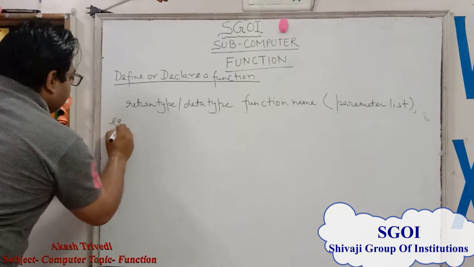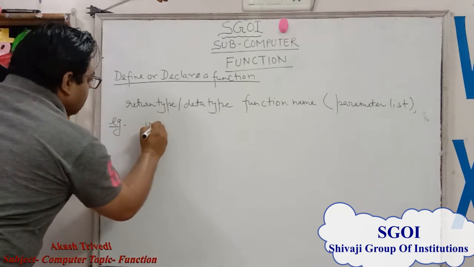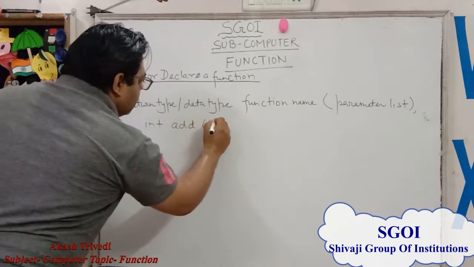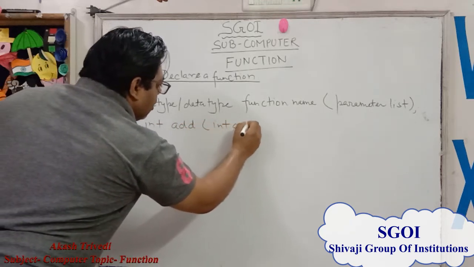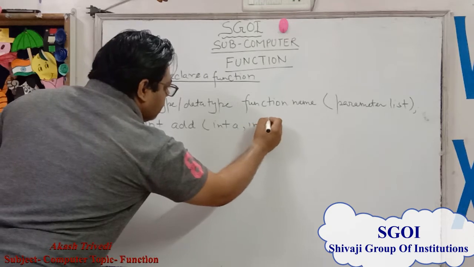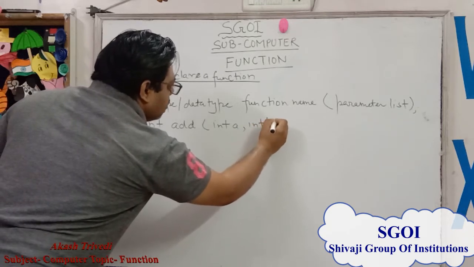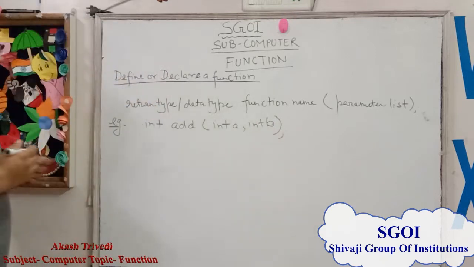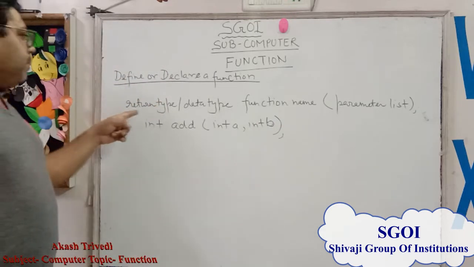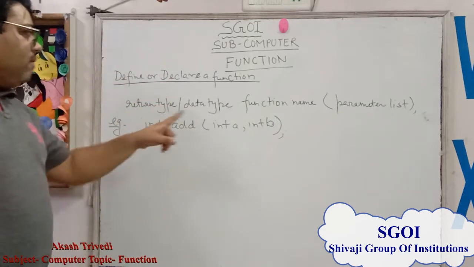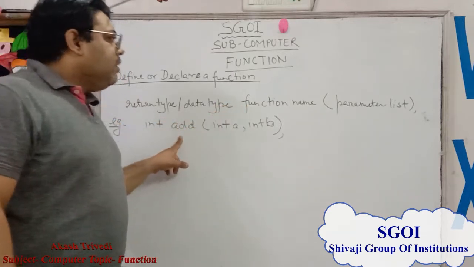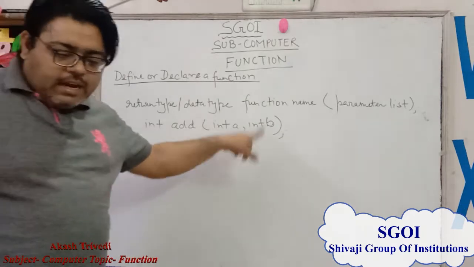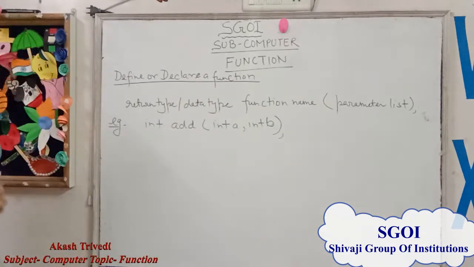There is an example of a function: int add(int a, int b). Here the return type or data type is int, the function name is add, and the parameter list is integer a and integer b.